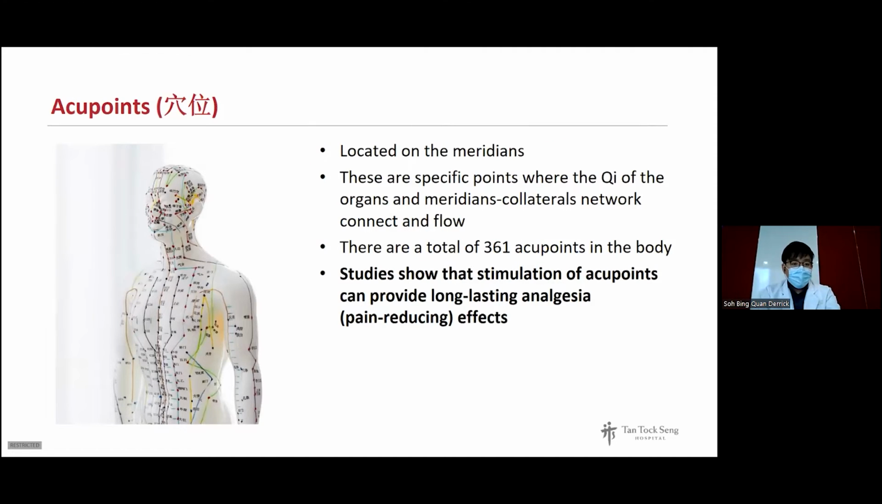Okay, so on the meridians, there are some points. In acupuncture, sometimes you choose a point to poke, right? Those points are called acupoints. These are specific points where the qi of the organs and the meridian network flows and connects. Okay, so we have a total of around 361 acupoints on the body. Some studies also show that stimulating these acupoints can help to reduce pain. Okay, so you can see on the picture, there are a lot of acupoints. Imagine when we are studying and we need to memorize so many acupoints on the body. Okay.